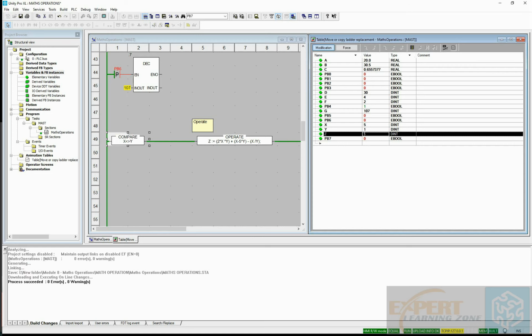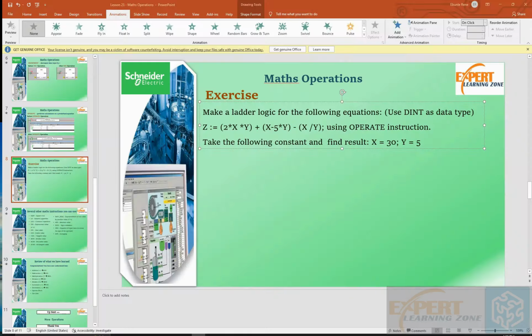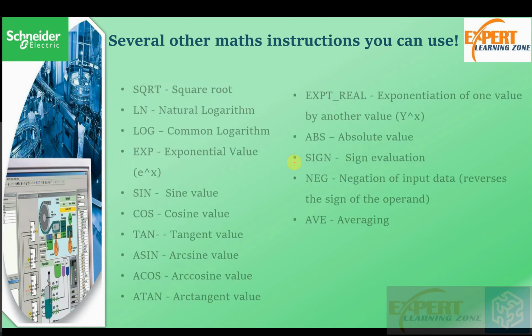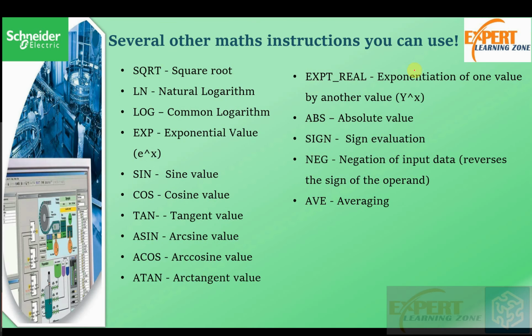All right, so let's go back to the presentation. You should know that there are several other math functions that you can use depending on the application that you are building, ranging from square root, natural log, common log, exponential value, sine, cosine, tangent, arcsine, arccosine, arctangent, exponential real, that is a number raised to another number, absolute value, sign evaluation, which returns the sign, then negation, that is reverses the sign. You send a negative number, it gives you a positive number.